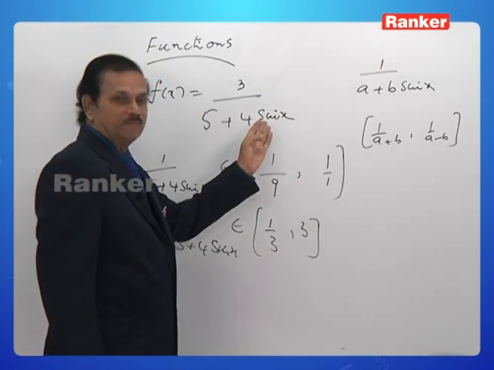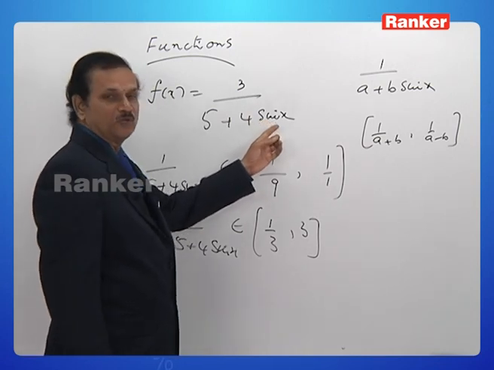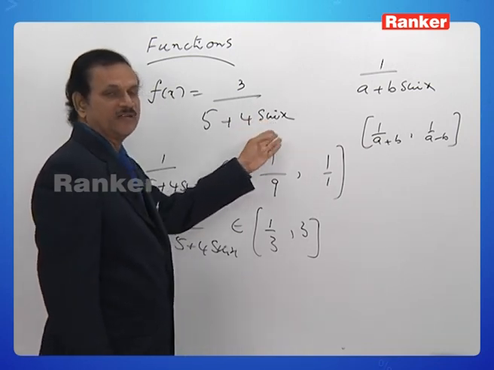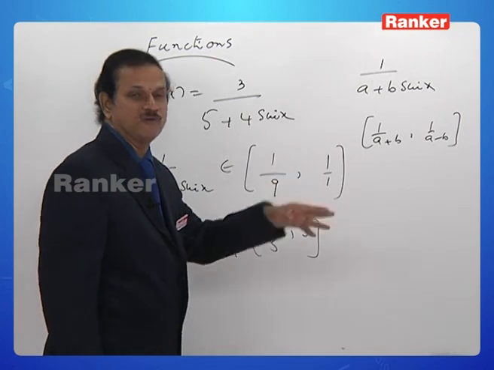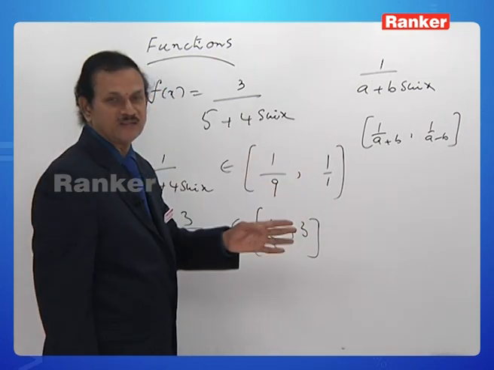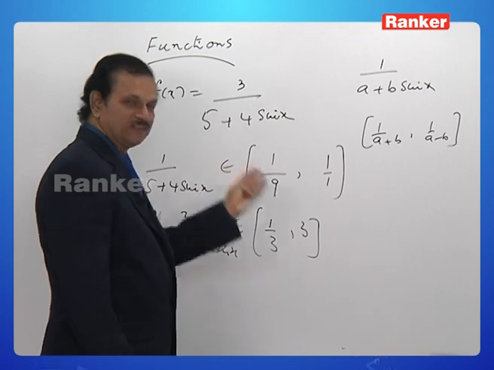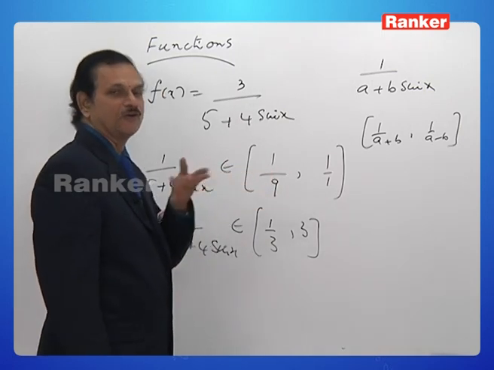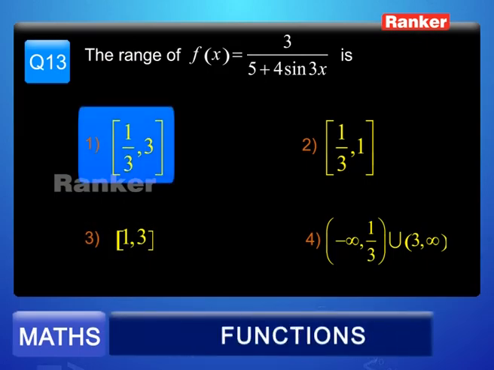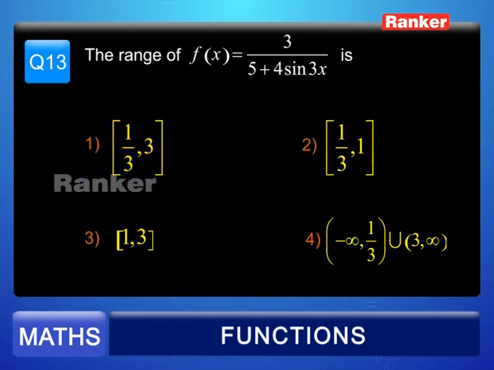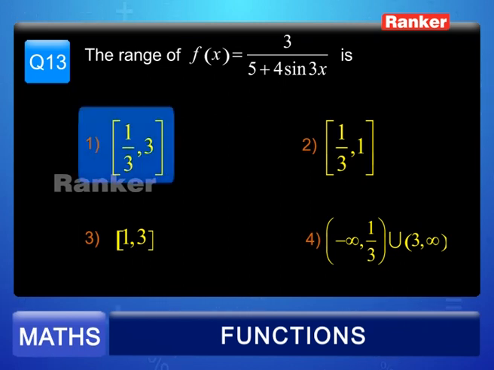This can be obtained by using sin x lies between minus 1 and 1. 4 sin x lies between minus 4 and 4. 5 plus 4 sin x lies between 5 minus 4 and 5 plus 4. 3 by that, etc. It can be imagined like this, so that the answer is closed interval 1 by 3 to 3.